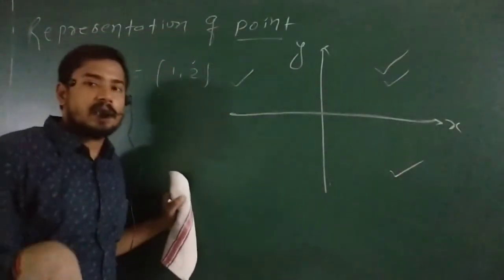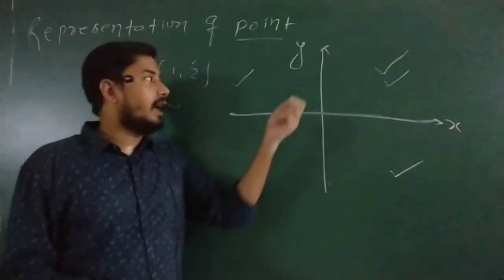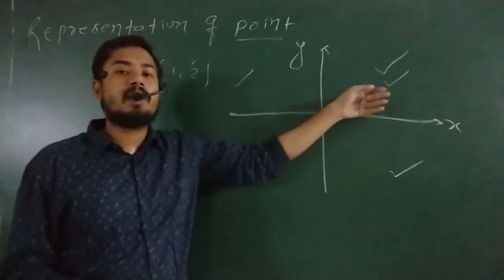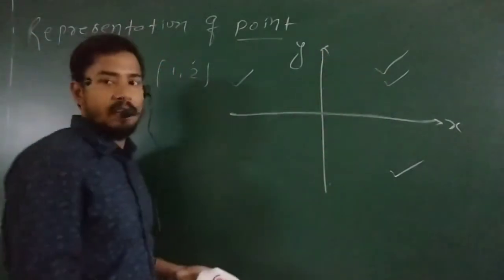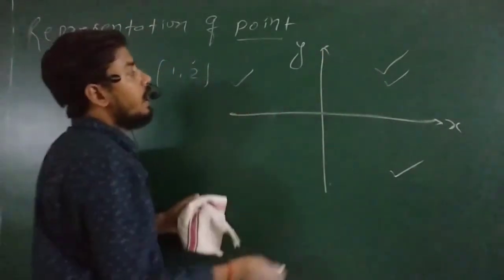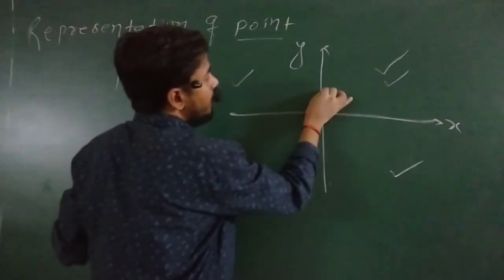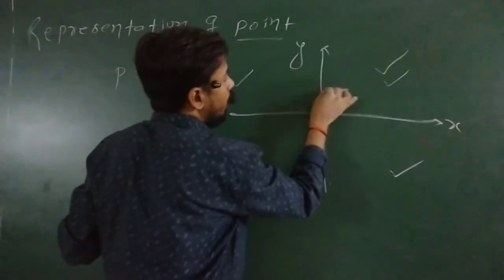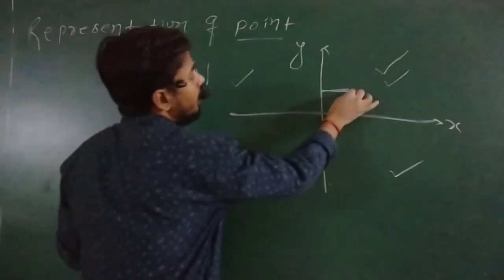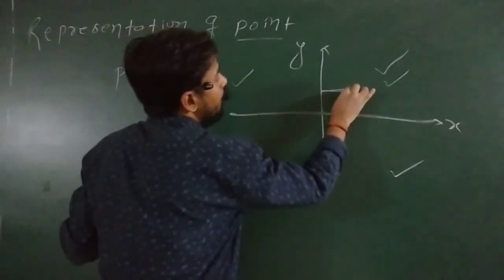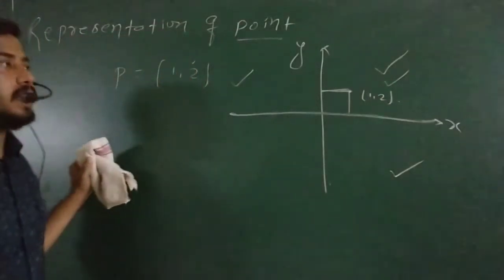So in which quadrant is there a double correct mark? In the first quadrant. It means the point will be in this quadrant. Getting my point? The point will be here. Now see, from the y-axis how much distance? 1 meter. This is the 1 meter, done. And from the x-axis how much? 2 meter. So this will be the point, my dear, (1, 2). So this is the representation of a point.